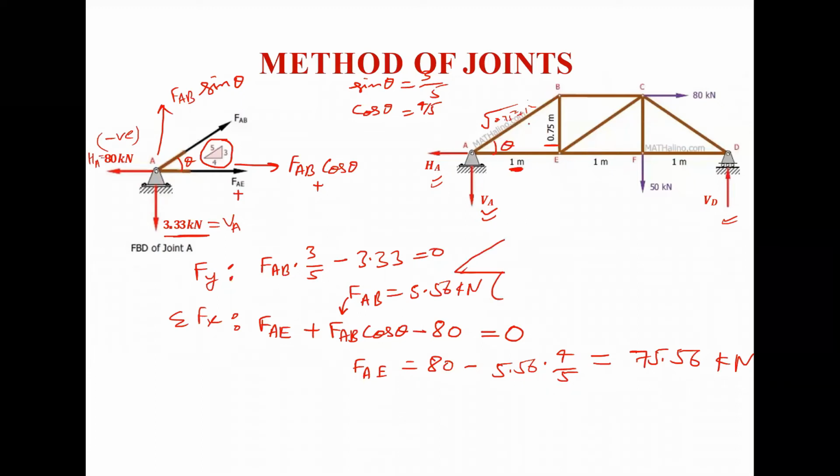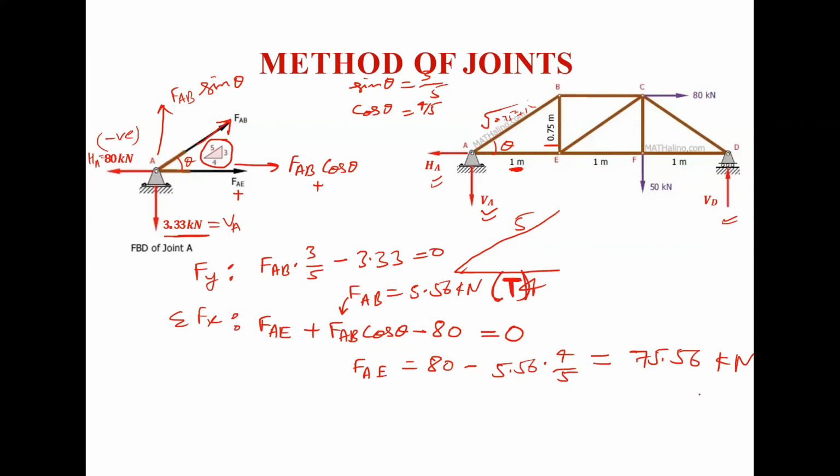Nature of FAB. Akshita has written tensile. Will the nature of FAB be tensile? Yes, it will be tensile. Why? Because here we have calculated FAB as positive. That means our assumed direction is correct, and our assumed direction is tensile in nature. It is applying tension at joint A. So we will consider T as the nature of this FAB force.